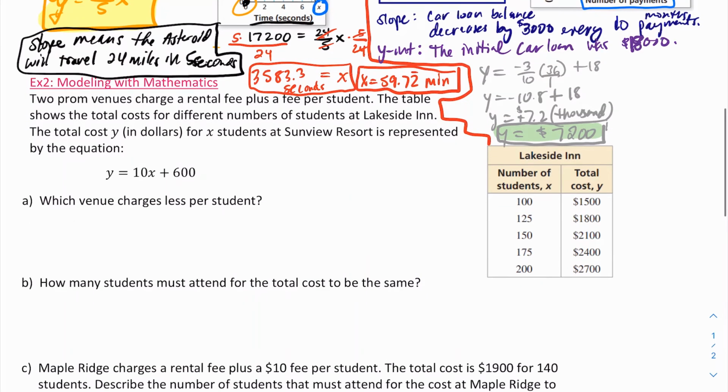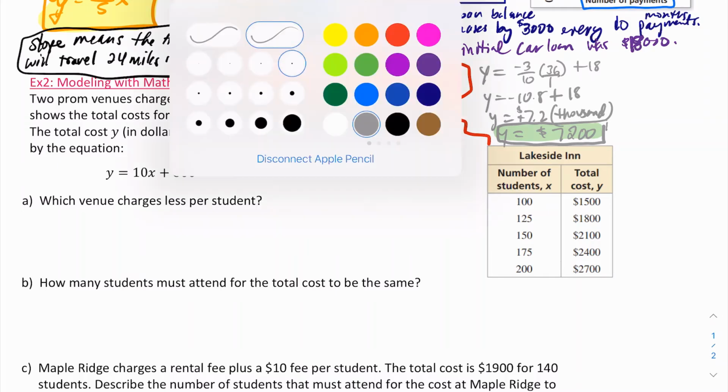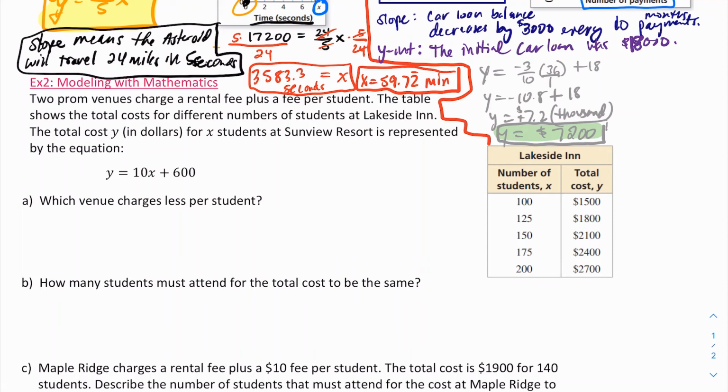For the next part, we have 2 prom venues, and we have a cost per student and a rental fee. Okay, we have a cost per student and a rental fee. So we have Lakeside Inn, and we also have Sunview Resort. Sunview Resort is that equation. Okay, so these are tied together.